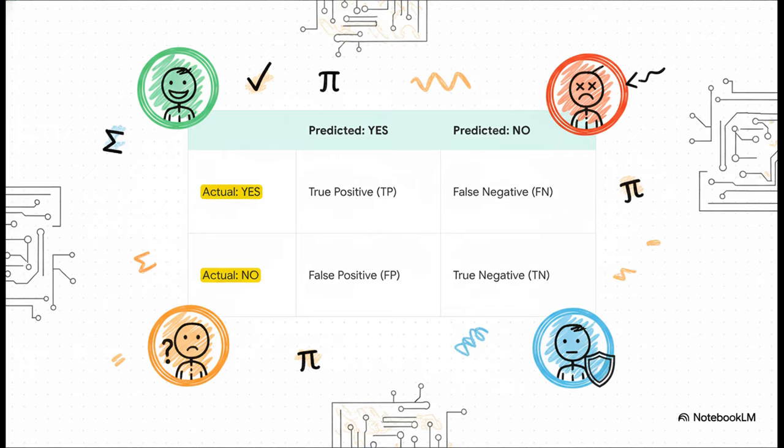Let's use a serious example, a medical test for a disease. A true positive is great. We correctly identified a sick person. A true negative is also great. We correctly identified a healthy person. A false positive is an error. We told a healthy person they're sick, which causes stress but isn't a disaster. But the false negative, that's the one that keeps you up at night. That's when you tell a sick person they're perfectly fine. Understanding this matrix is the key to all the metrics that follow.